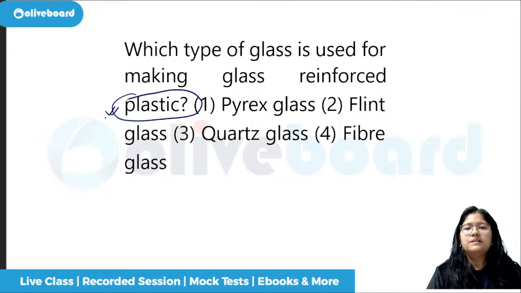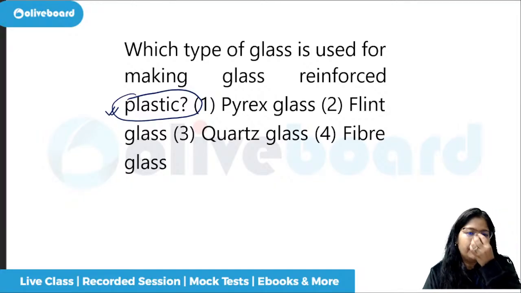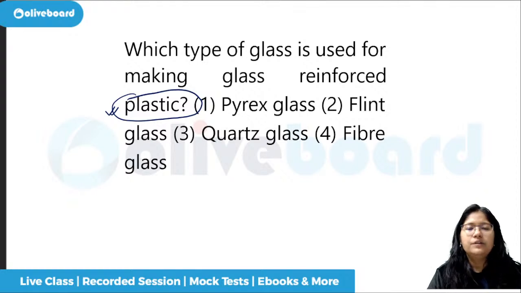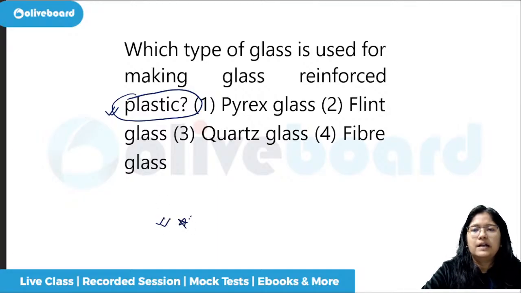Which type of glass is used for making reinforced plastic? By name itself, we call them fiberglass. So it is nothing but the reinforced plastic. So the correct answer here is fiberglass.